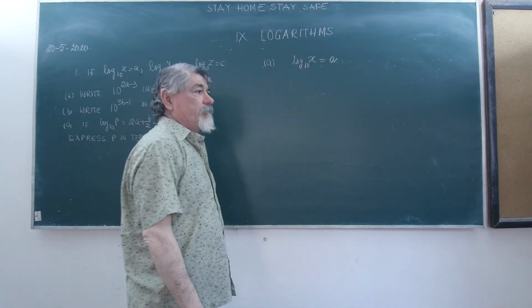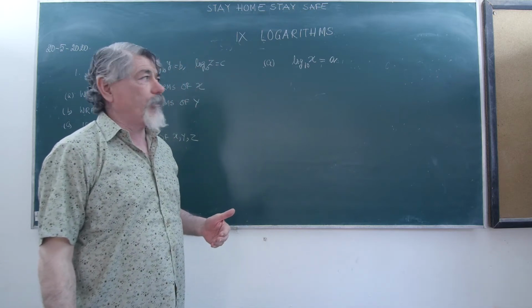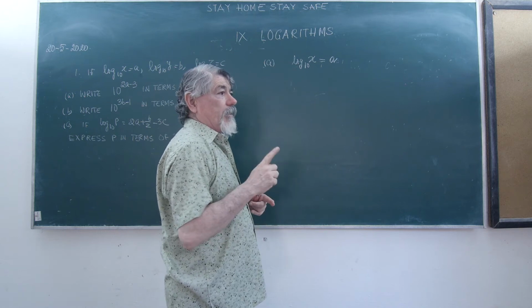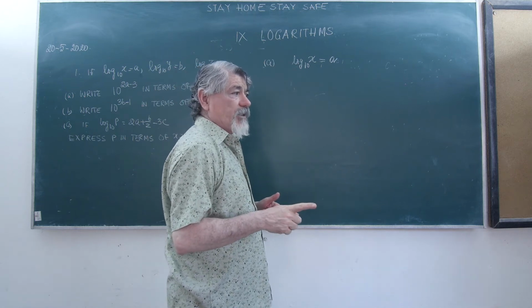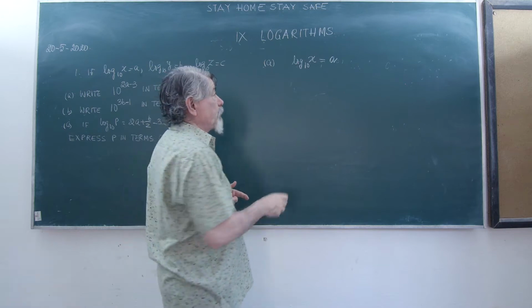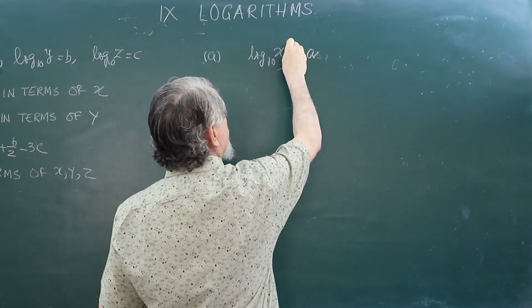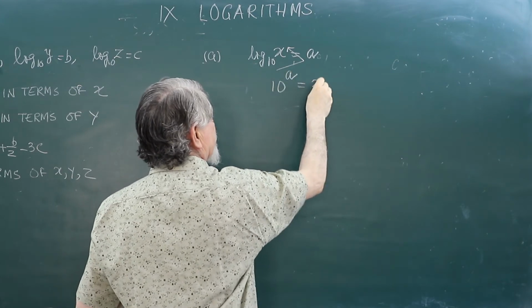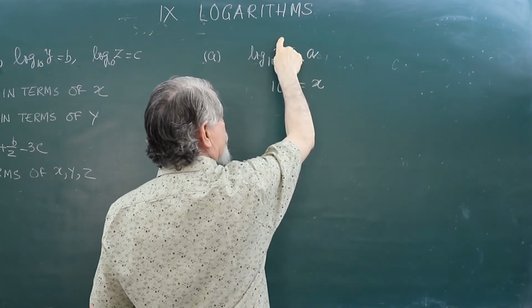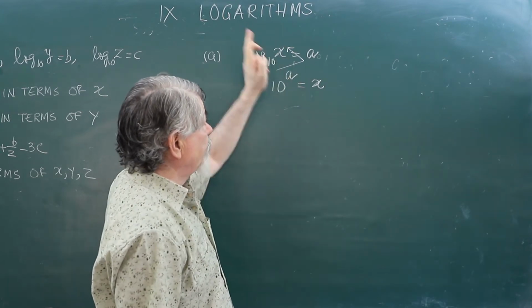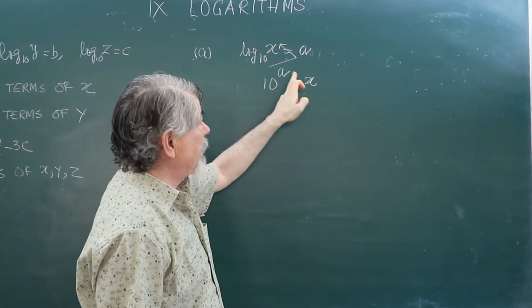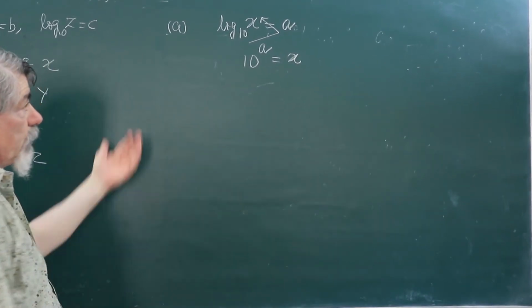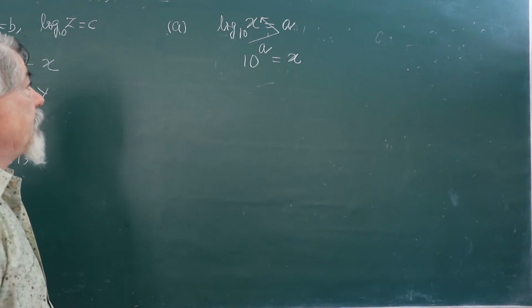So from logarithms we'll change it to index form, and I told you how we change. Logarithm is always the exponent. Logarithm is the exponent, that you know. We go from here to here: 10 to the power a is equal to x. And if you want to come from here, then a is the logarithm of x to the base 10. So you can remember it this way.